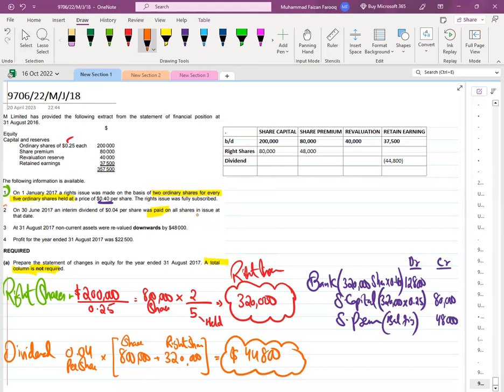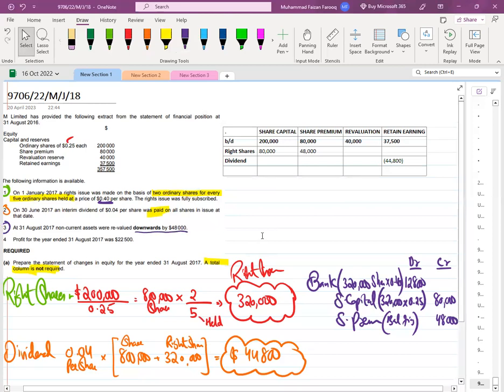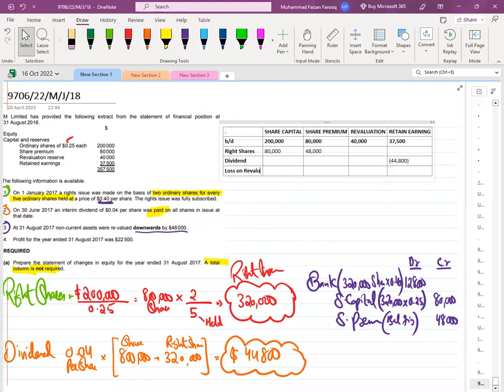The next note is asset revalued downwards. Downwards means gain or loss? Loss. Loss on revaluation, right? Should I add or should I deduct in the revaluation column? Deduct. How much loss? 48,000.